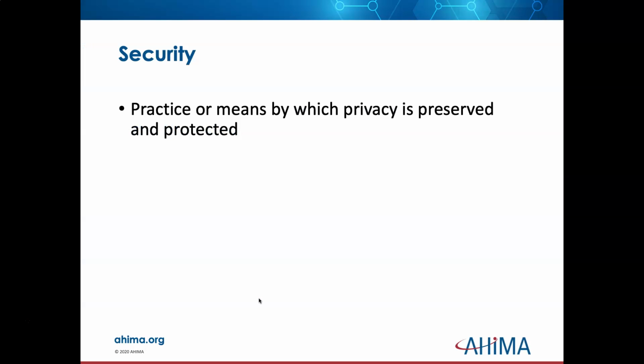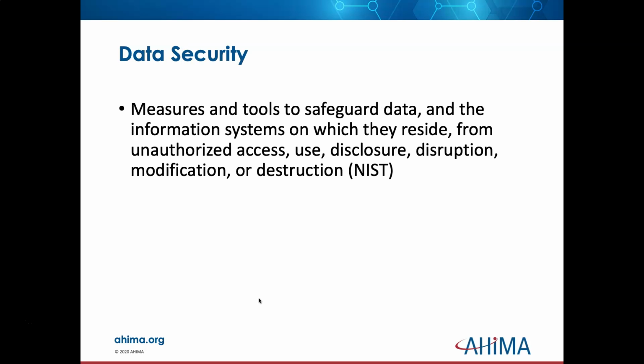Because HIPAA not only has the component of privacy, but it has the component of security. And security is the practice or means by which privacy is preserved or protected. So what does it mean about data security? It's really the measures and tools that safeguard the data and the information systems on which they reside from unauthorized access, use, disclosure, disruption, modification, or destruction. So you think about all the cyber attacks that are going on out there. Data security is what it all entails to protect the privacy of that information, of the PHI.